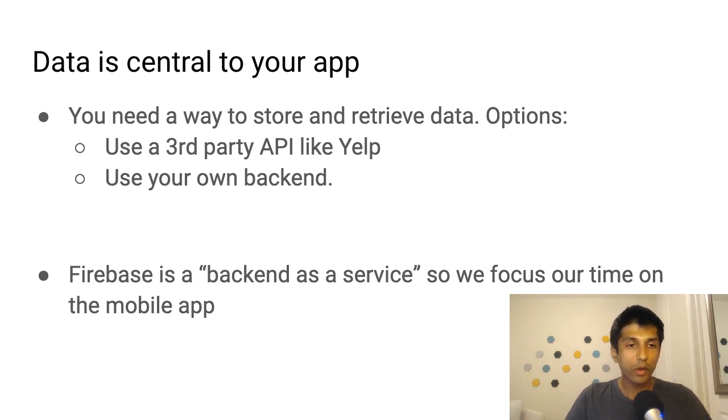All we have to do is go to the Firebase console, allocate a server, allocate some data for us, and then our client, our mobile app, can retrieve that data really easily. And I'll show you how to do that in the upcoming videos. By the way, if you are interested in how to use a third-party API like Yelp in your application, I'll leave a link in the description to a walkthrough where we actually integrated with the Yelp API.